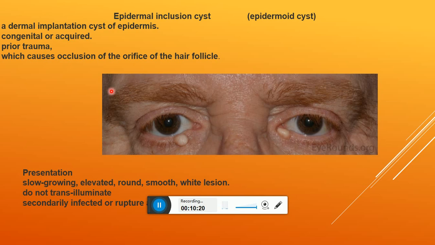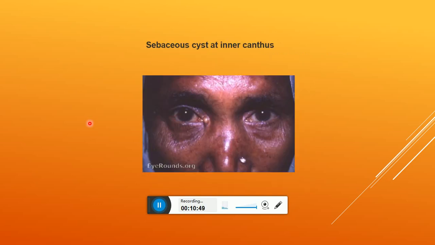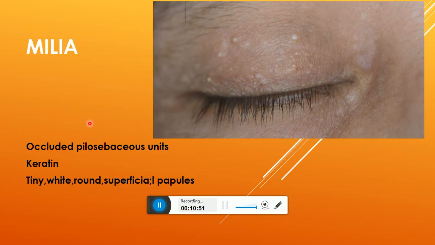Another one is epidermal inclusion cyst. Epidermal inclusion cyst is usually caused by implantation of epidermis into the dermis following trauma or surgery. It is a slow growing, round and firm superficial or subcutaneous lesion, and it contains keratin. And this other one is a sebaceous cyst at the outer canthal region, and a sebaceous cyst at the inner canthus.